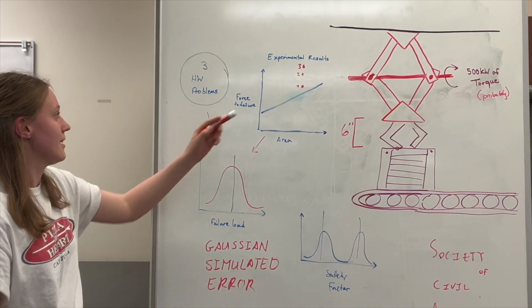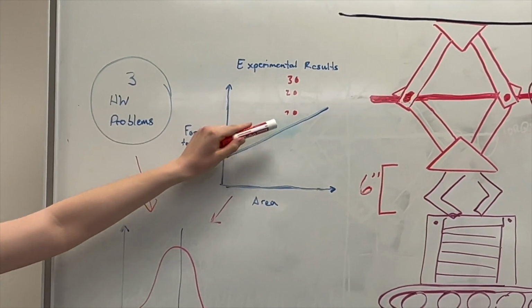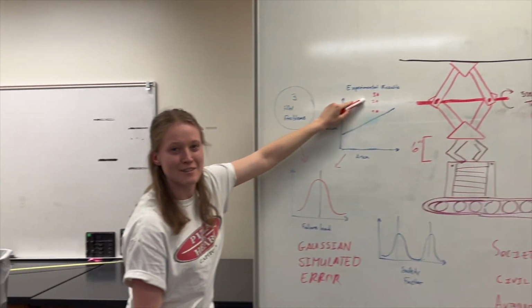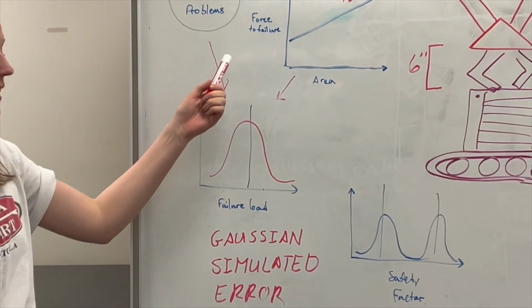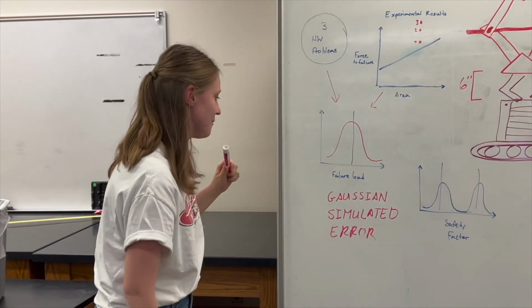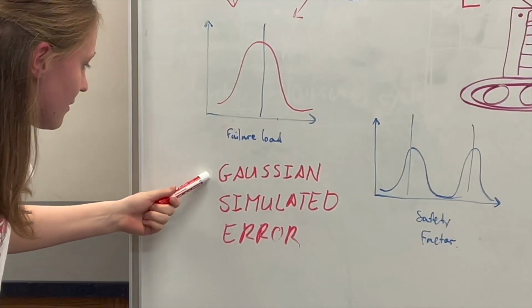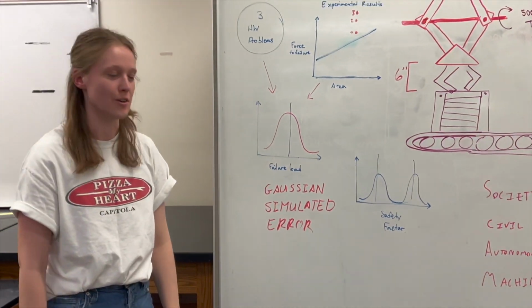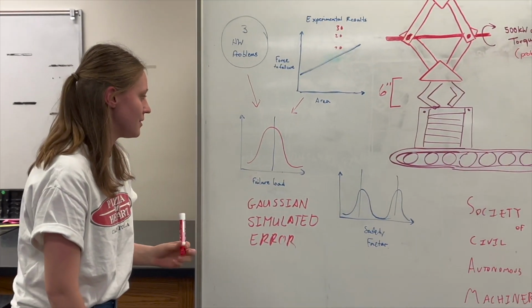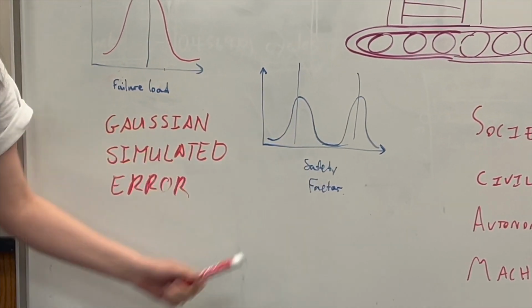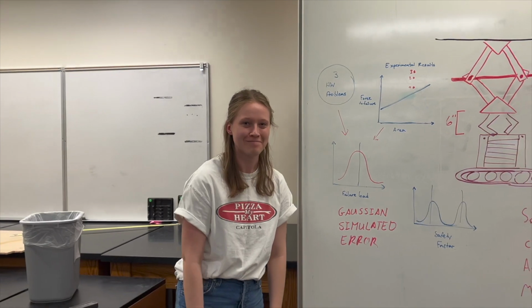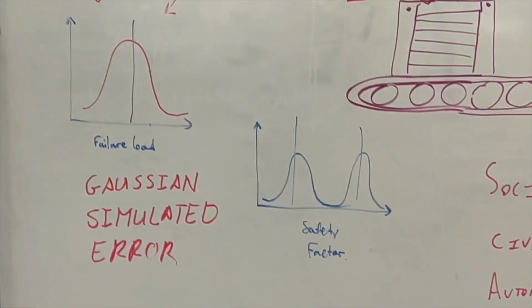We also had extensive experimental testing with 3 instances of failure to be able to validate it that way as well. And if that doesn't prove our point, to make things even better, we used Gaussian simulated error to be able to determine what the spread was on the outputs of our model and be able to determine the best safety factors so that our scissor jack will never fail. And that's it.